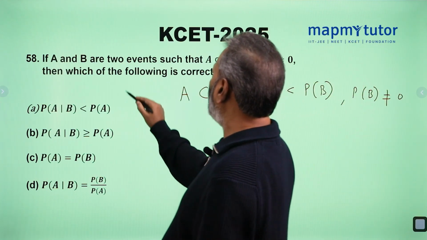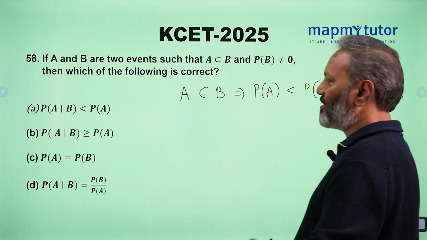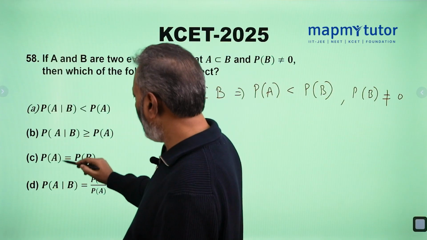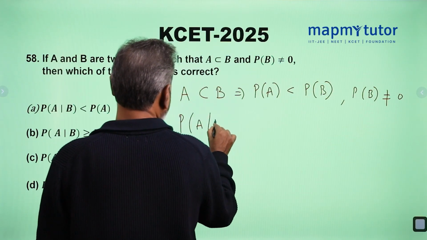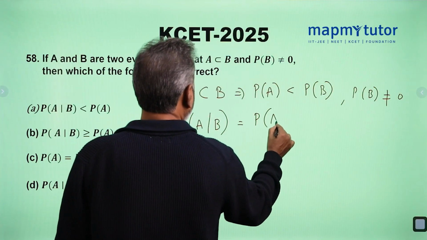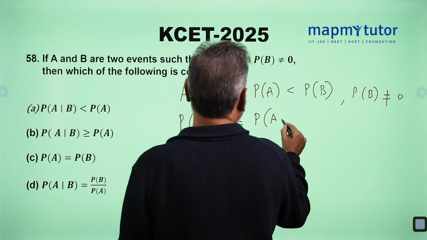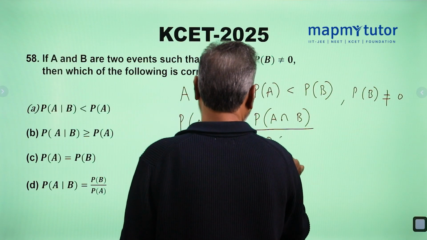Next. Which of the following is correct? Once again, I have to concentrate on the options. P of A given B, P of A given B. My job is to simplify P of A given B first. Again, the same formula as we did in the previous question: it is P of A intersection B by P of B.